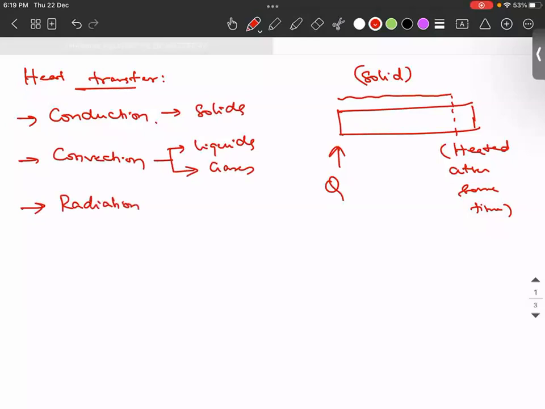So for conduction, you need a medium. What kind of medium do you need? You need a solid medium. For convection to take place, you need a liquid or a gaseous medium, right? And for radiation to take place, you don't need a medium at all. The best example you can think of is electromagnetic radiation, which our mobile phones are using, right?